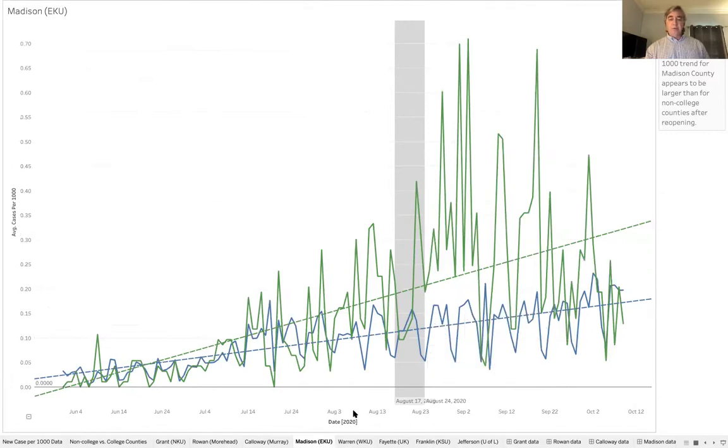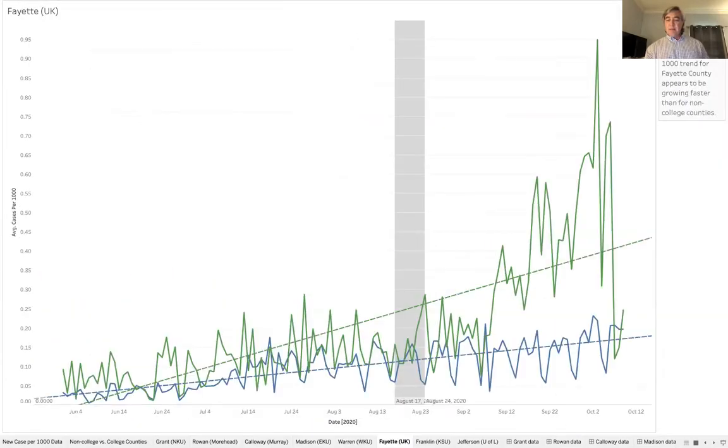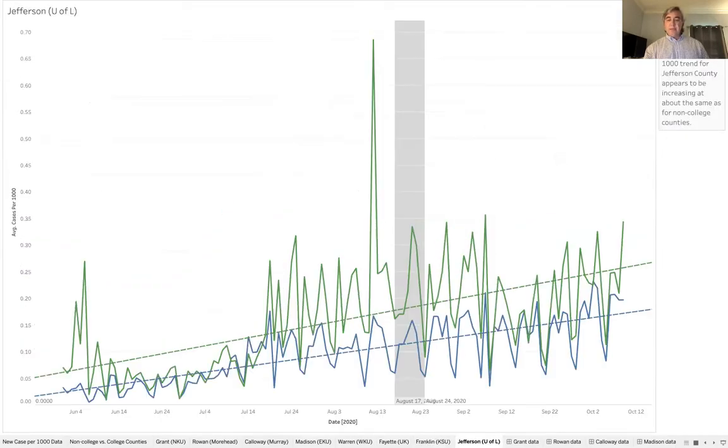Madison appears to be growing. Warren County seems to be holding steady through all this, but we'll see. There is a large peak here when I uncouple things. We'll see what happens. Fayette County. Sorry, this kind of stuff is in my way. I'll move it up here. Fayette County definitely had, it looks like, a growth here, so we'll see. And then Franklin houses KSU. They appear to be holding pretty well. And then Jefferson County has U of L, and they are growing a little bit. It remains to be seen what happens when we uncouple these and see about the growth.